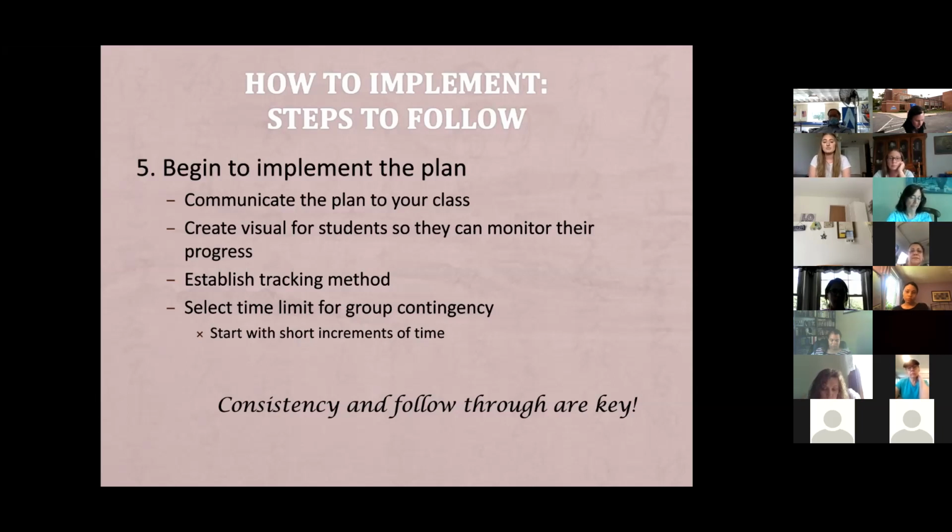It is totally up to you guys, what you notice the issues are, where you see the challenges, but the short increments of time are really, really important, particularly when you are just initiating these plans for the first time. And then, like anything else, consistency is very important, and follow through. Whatever reward you decide you're going to give your class, make sure you're following through with that and you're really giving them what you say you're going to give them. It builds trust with the students, and it's best to see success in the future.